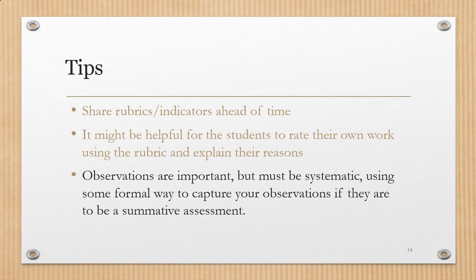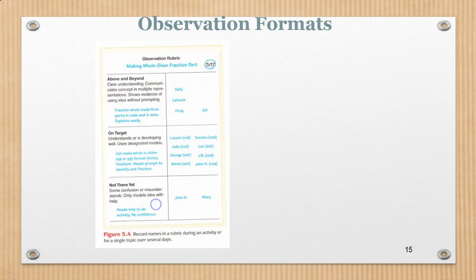And observations are important, especially in the younger grades, but must be systematic. Using some formal way to capture your observations if they are to be a summative assessment. So in your lessons, if you're going to use observations, you've got to show what your system will be. And here are a couple of possibilities.